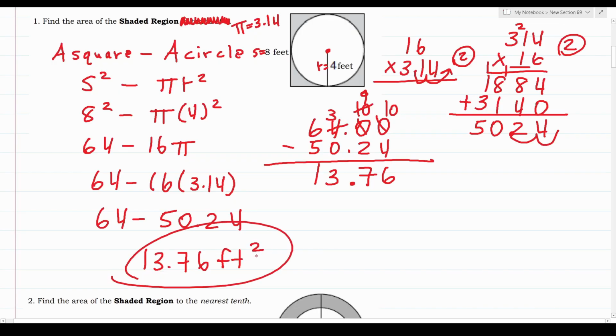Again, area is always squared. All right, so that's that one. Pretty challenging. Again, you have to know your formulas, and you also have to be comfortable multiplying and subtracting with decimals. So good review of that too. All right, let's move on to the next one.